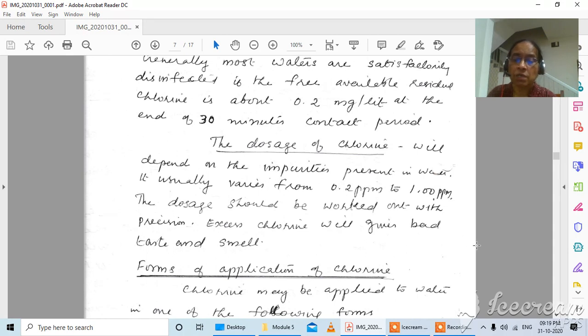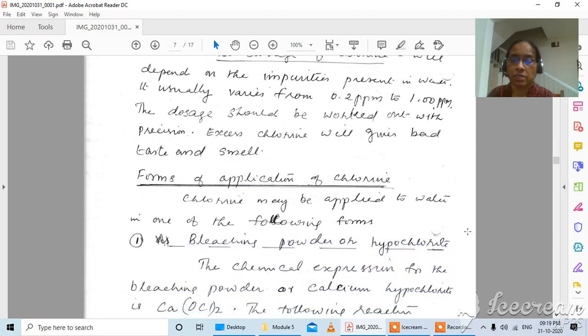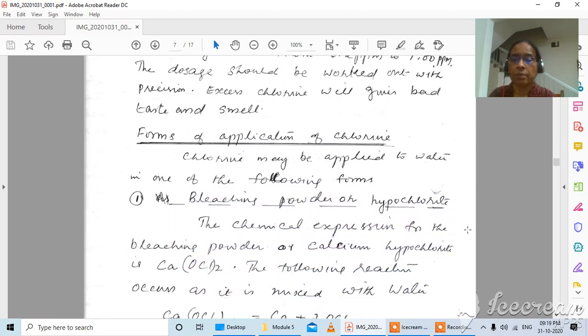Now, what are the forms of application of chlorine? How you can apply the chlorine? Forms of application of chlorine. Chlorine may be applied to water in one of the following forms. First one is the bleaching powder or hypochlorite, that is bleaching powder or hypochlorite powder.